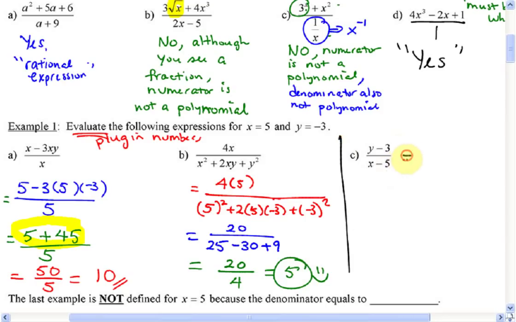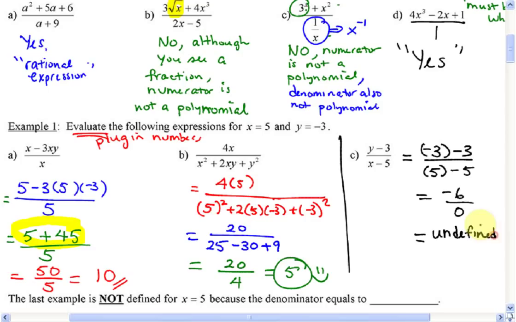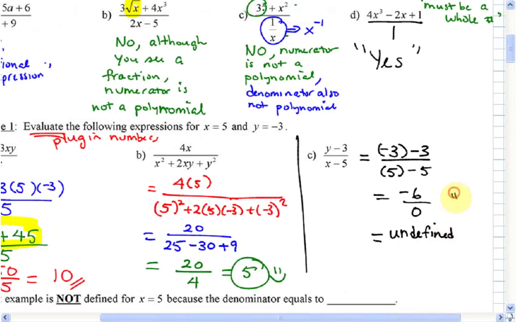The funnest one yet. Let's plug in negative 3 for y. Let's plug in 5 for x. And then I have negative 6 on the top. What's 5 minus 5? 0. What's negative 6 divided by 0? Error. Don't tell me 0. You can't divide by 0. I have no clue. Error, or what we call in math, undefined. On your calculator, it will say error. But if you want to be mathematically sophisticated, use the word undefined.